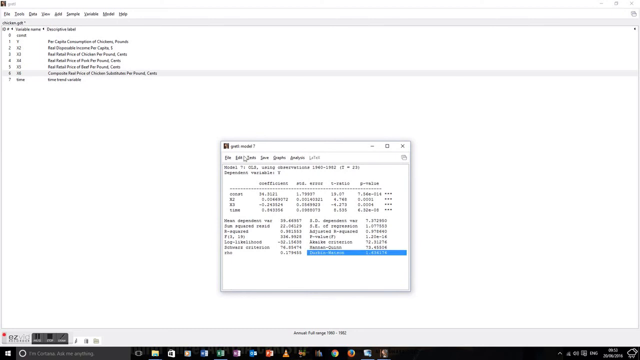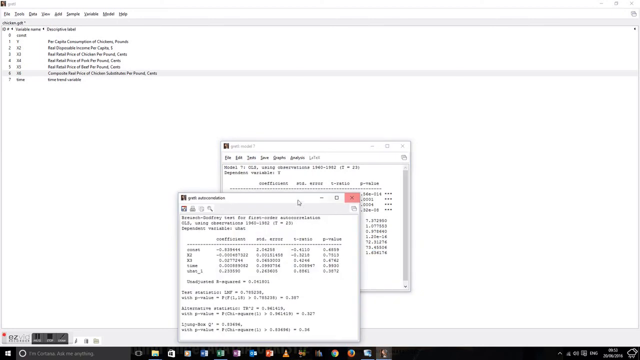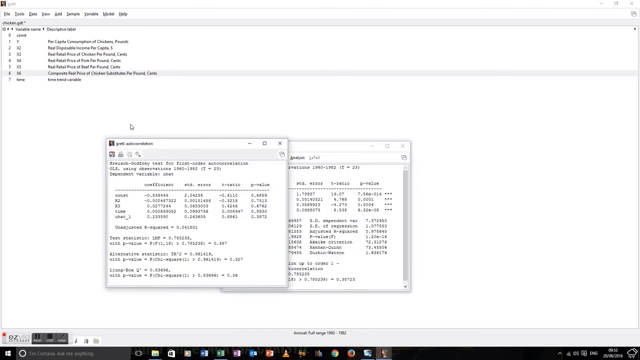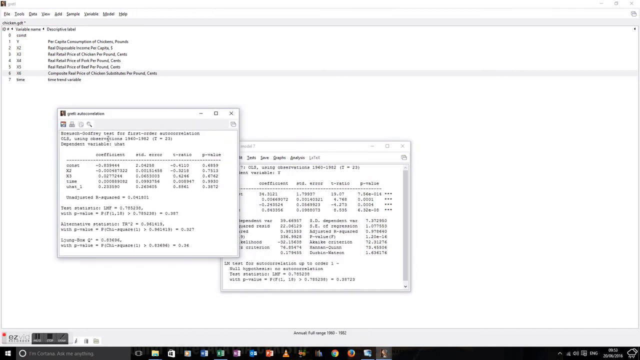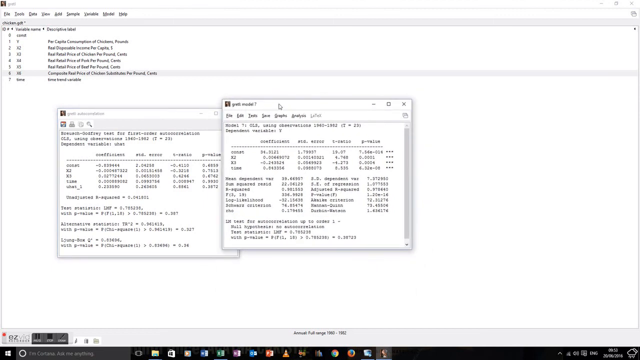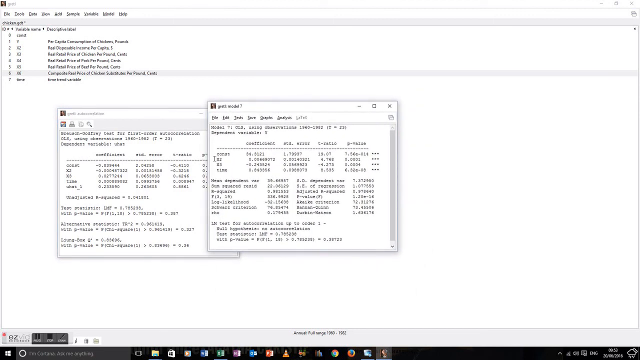Like I say, Durbin-Watson, probably in an area of uncertainty. Do a quick check. Yeah, not a problem there with autocorrelation at all. So we can close that window if we wanted to. But let's just look at the model. So, income, significant. Quite a small effect. Price of chicken, significant. Relatively small effect. The big effect seems to be the time trend.